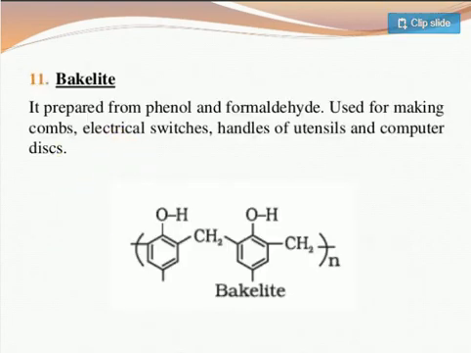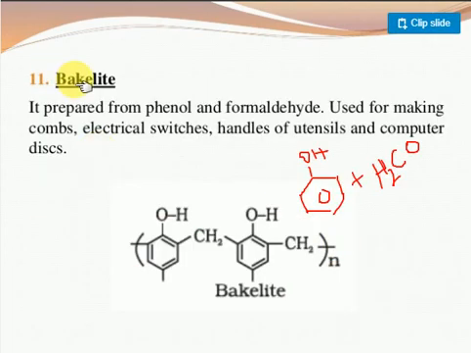Next one is bakelite. Bakelite is prepared from phenol plus formaldehyde. Do you know what phenol is? You know very well phenol. Bakelite is a copolymer, made up of two monomers joined together by releasing water molecules. This is called phenol: benzene containing an OH group. Formaldehyde formula is H2C=O. One oxygen atom is lost from here, and hydrogen atoms are removed from here and here.